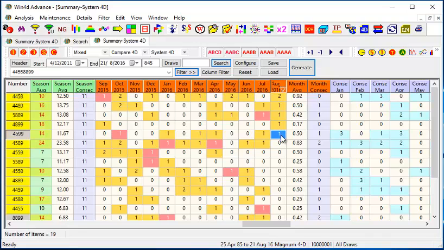Now, I'm sharing this method with you because so long as you have got Win4D Advance Software, you know you can expand the numbers to what I just mentioned.